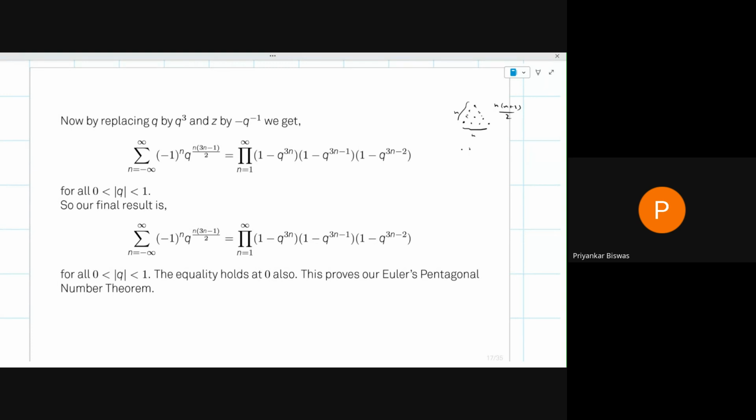This is nothing but a lattice structure, and in the square lattice case, the total number of boxes is n square. In the pentagonal case, you can also try to construct a pentagonal lattice and then find the total number of boxes in here. You will get that this is n into n minus 1 by 2. So that's why this is called Euler's pentagonal number theorem.